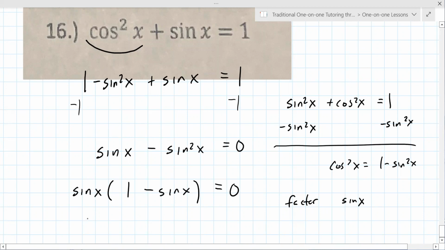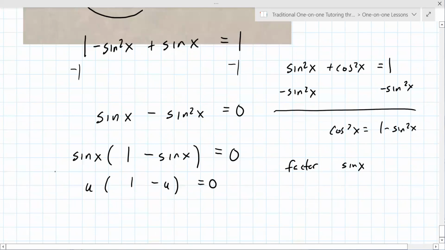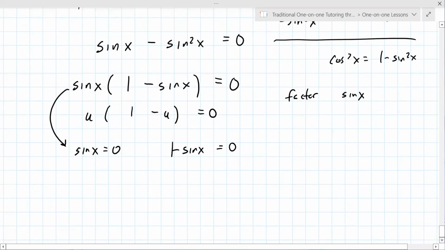The analogous problem is like, what if it's u times (1 minus u) equals 0? Well, what would you do in this case? You still set both of these terms equal to 0. So you're going to do the same thing for your sine x line. You set the first sine x equal to 0, and then 1 minus sine x equal to 0. On the right here, this becomes 1 equals sine x, or sine x equals 1.